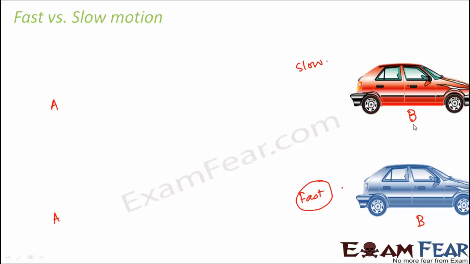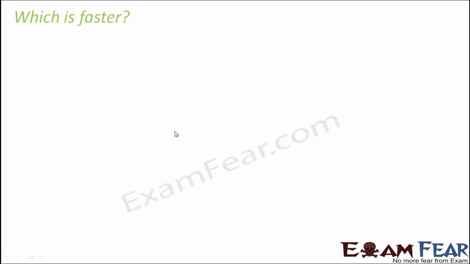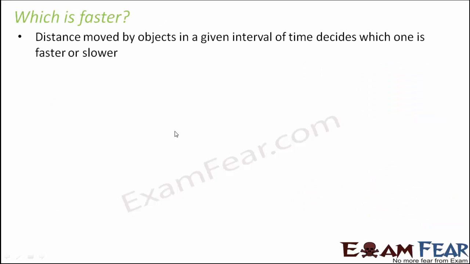So basically, how much time it takes for a particular object to cover a particular distance will define whether that object is undergoing fast motion or slow motion. That is where the concept of fast and slow comes in. So let's look at this. How do we determine which is faster? The distance moved by objects in a given interval of time decides which one is faster or slower.